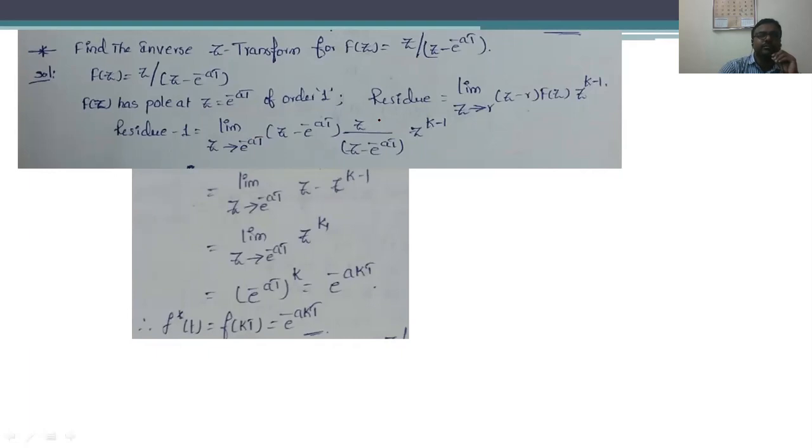into f of z into z power k minus 1. So with the cancellation of these two terms, we are having only z into z power k minus 1. That is nothing but z power k is going to be taken, and upon substitution of the z value as e power minus at, we are having e power minus at whole power k, that is equal to e power minus a k. So therefore, the f of z is going to be converted as f of kt, that is equal to e power minus a k.